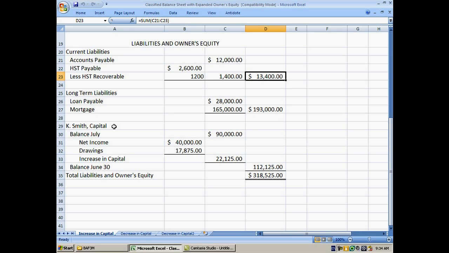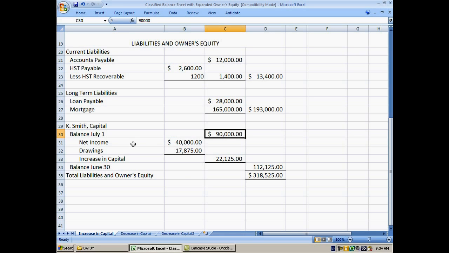Now, for the expanded owner's equity section, you start with the owner's capital account. So the first initial, then the last name, comma, capital. You indent the balance on the first day of this fiscal period. Okay, so the balance is July. It should actually say July 1st. So that balance is placed in the middle column.